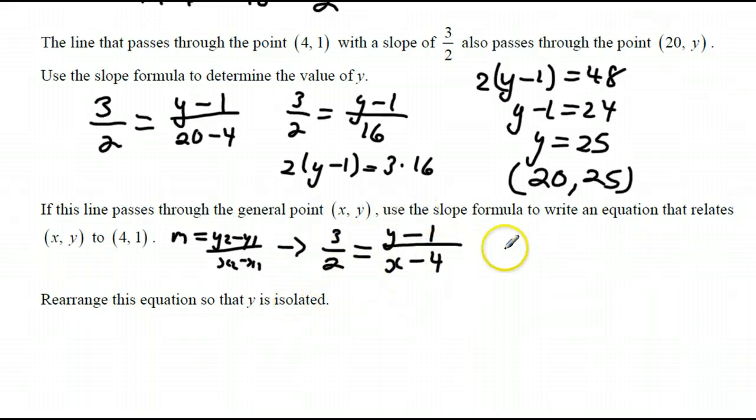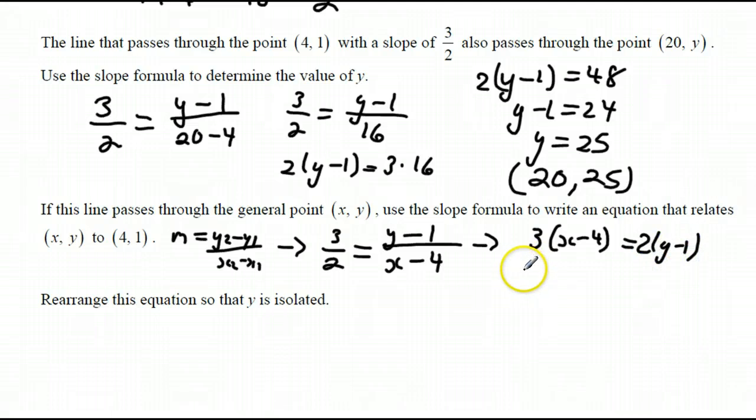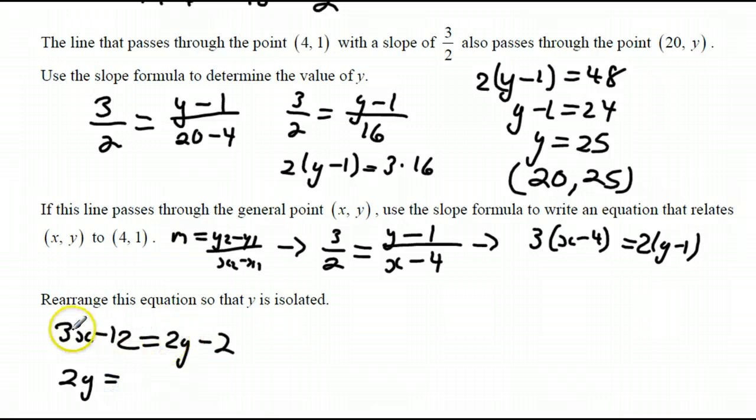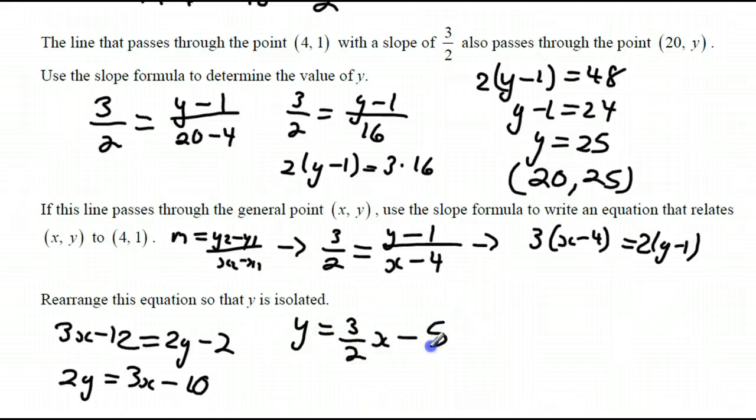Rearrange the equation so that y is isolated. Okay, so 3 times x minus 4 is equal to 2 times y minus 1. Let's go down here, we'll finish this off. 3x minus 12 equals 2y minus 2. So 2y will equal 3x, and we're going to add 2 to both sides, so 3x minus 10, ultimately leading to y equals 3 halves x minus 5. So what we've just done is develop the equation of the line with a slope of 3/2 passing through the point 4, 1.